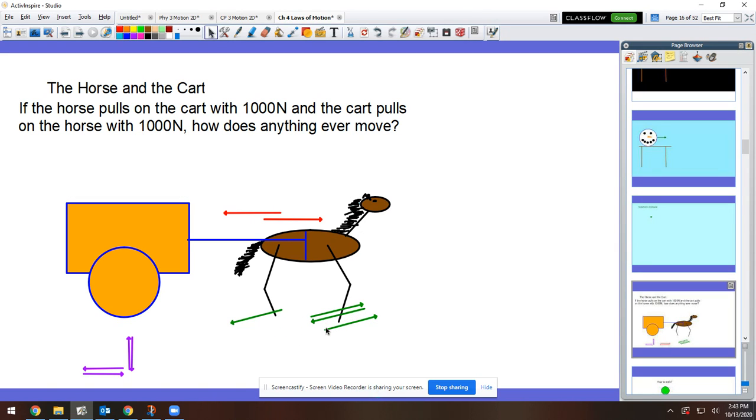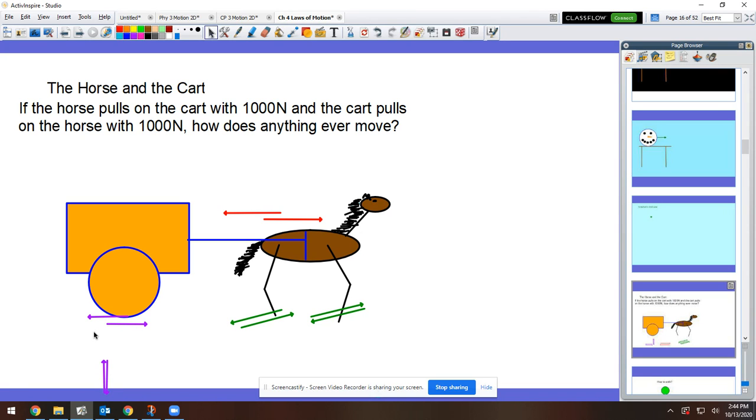The hoof pushes against the ground, and the ground pushes against the hoof. All four of them. Each hoof-ground interaction is going to be equal and opposite. Each hoof equal and opposite with the ground. Are there going to be resistance forces located at the wheels? Yeah, the wheel is going to push on the ground, and the ground's going to push back up on the wheel. Resistance, it's going to resist motion.